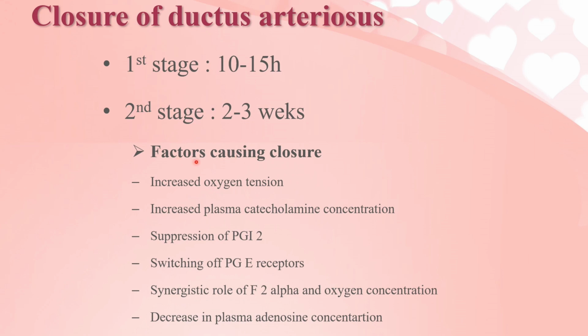So what are the factors which are causing the closure? These are the increased oxygen tension, increased plasma catecholamine concentration, suppression of prostacyclin, also called PGI2, switching off the prostaglandin E receptors, the synergistic role of F2 alpha and oxygen concentration, both of these two acting in synergism, and a decrease in plasma adenosine concentration.